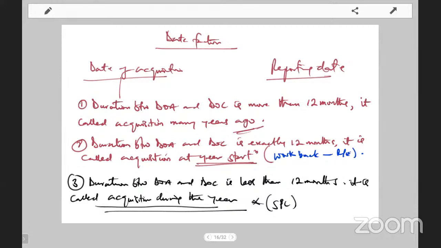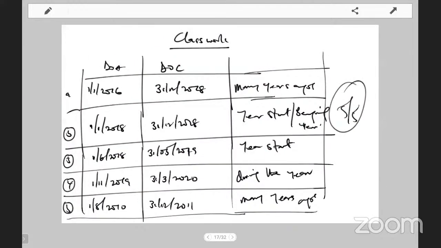If the duration from the date of acquisition to the date of consolidation is less than 12 months, then you are talking about acquisition less than 12 months ago. And that is called acquisition during the year, about which we are going to say some fundamentals. Then the next thing we also look at is this example, in which we could establish the position of the date and then the situation of their acquisition.